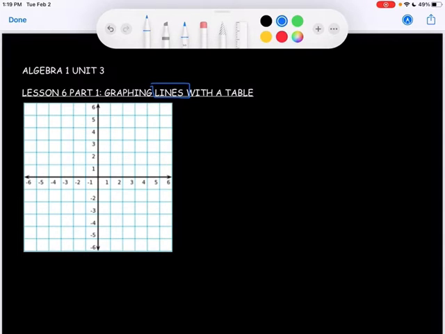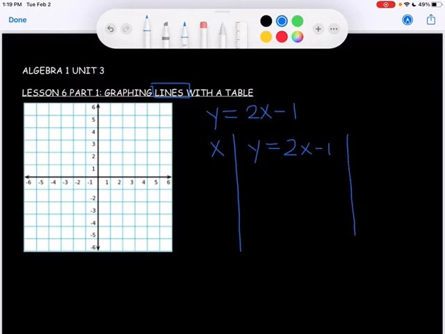But we're going to use a table, which is the most basic way to graph. It's not the only way, but it's the way I'm going to look at in this one. So let's say we have y equals 2x minus 1. What I need to do is create an xy chart. And a lot of times, especially when you're beginning, we do an xy chart with the equation in the middle to give us some space to evaluate.